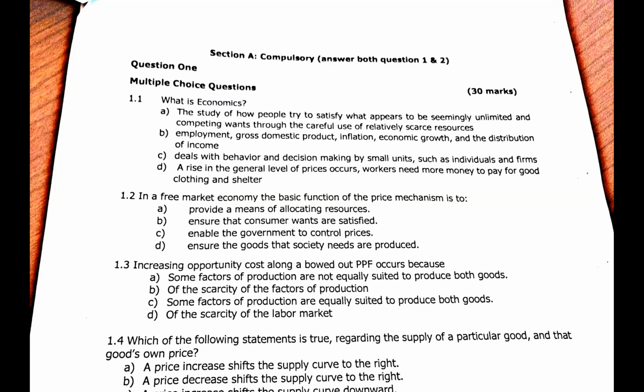Option B says economics is employment, GDP, inflation, economic growth, and the distribution of income. So that is not economics. Of course, these are some of the concerns of economics, like economic growth, inflation, and what else? The concerns of macroeconomics are economic growth, inflation, unemployment, not employment, unemployment, and the balance of payments. Those are the 4 key concerns of macroeconomics.